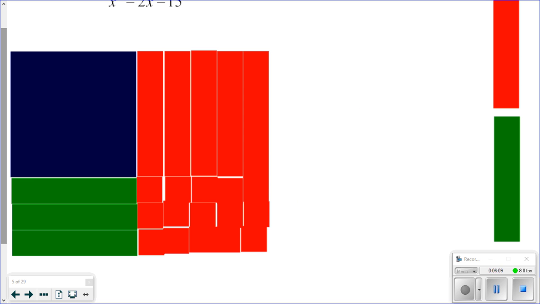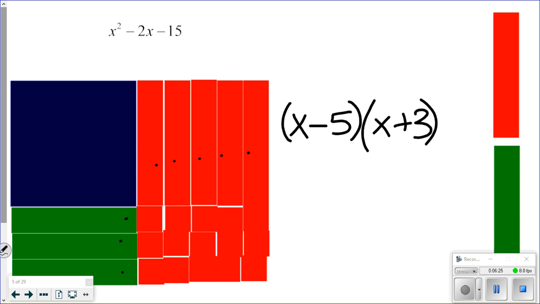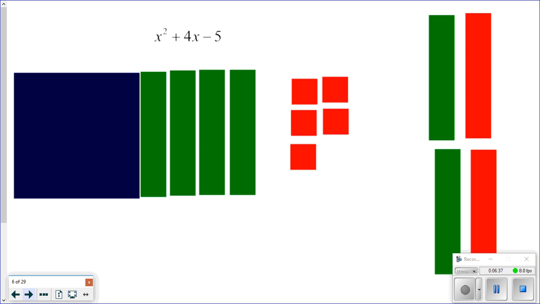So my answer would be x, and I have 1, 2, 3, 4, 5 negative red ones. X, 1, 2, 3 positive green ones. And let's double check. Negative 5 times 3 is negative 15. And negative 5 plus 3 gives me that middle negative 2x term. Okay, try this one: x squared plus 4x minus 5.